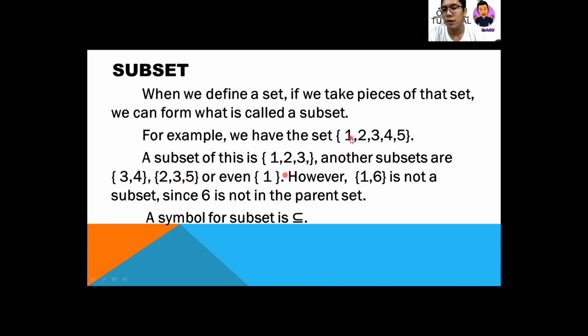Since all of the elements in the subset should be in the set, 1, 6 is not a subset since 6 is not in the parent set. So we have no 6 here. That's why 1, 6 is not a subset. And also remember that an empty set or a null set is always a subset of any set. A symbol for subset is this. So this is the symbol for subset.